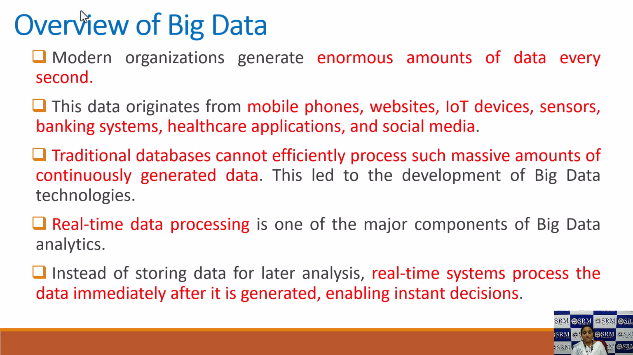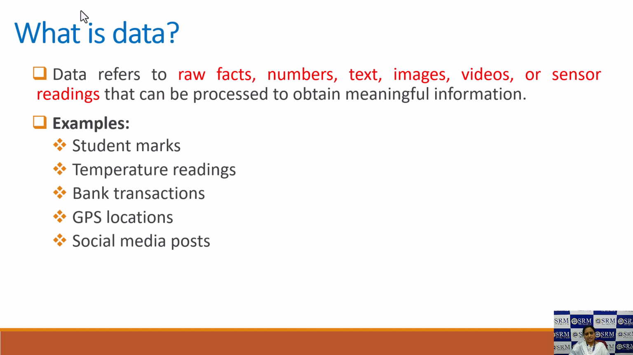So instead of storing the data for later analysis, real-time systems process the data immediately after it is generated, enabling instant decisions. So basically, what is data? Data refers to raw facts, numbers, text, images, videos, or sensor readings that can be processed to obtain meaningful information. Especially, we want all these raw facts to be converted into a dashboard. That is analytics. Student marks, temperature readings, bank transactions, GPS locations, social media posts, all these are where your data gets generated as raw facts and then converted into meaningful information.